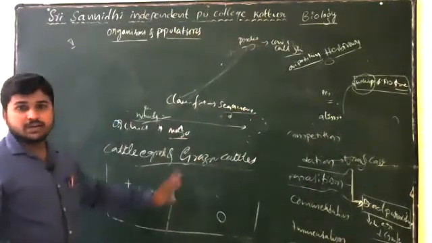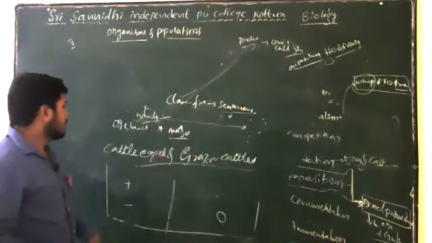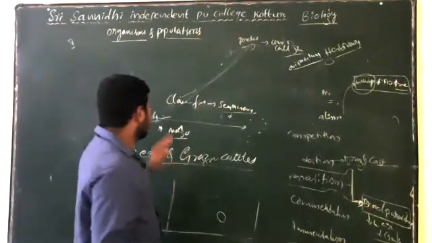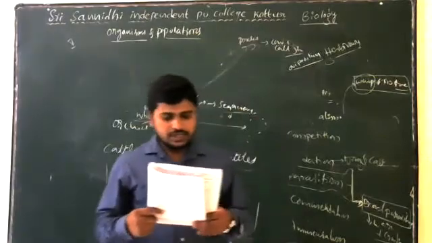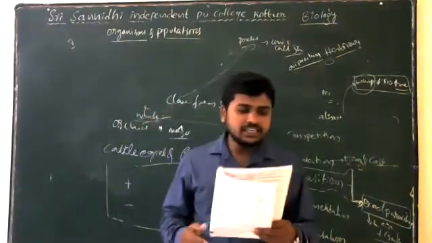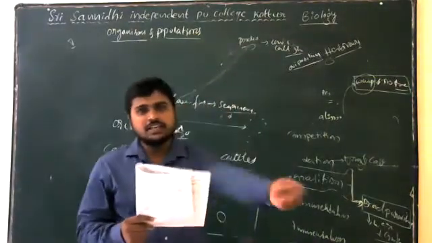Very important to remember. So here cattle egrets and grazing cattle, orchids growing on the branch of the mango tree, for example. That's why option D is the right answer.